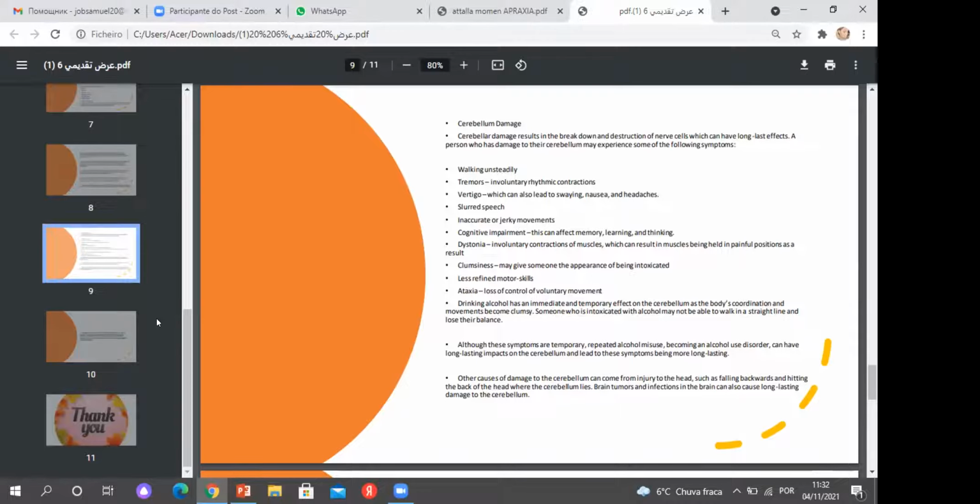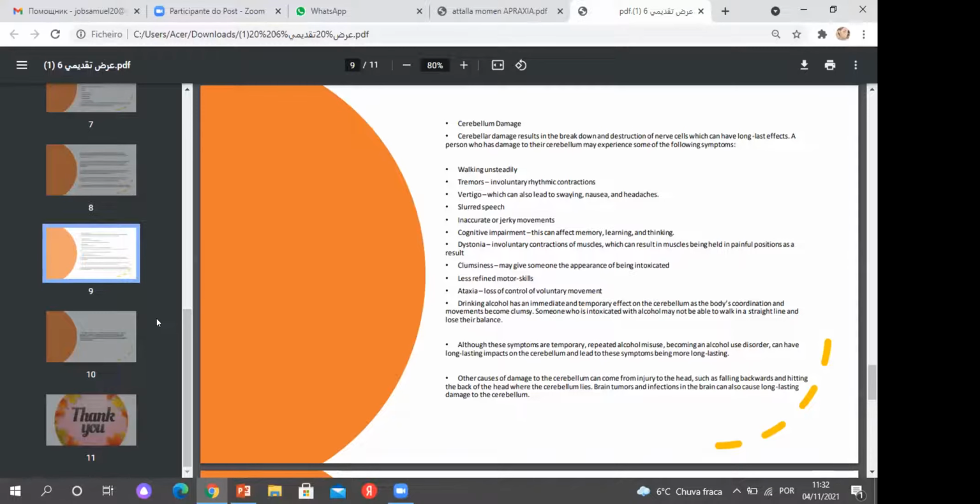cognitive impairment. This can affect memory, learning, and thinking. Dystonia is involuntary contraction of muscles, which can result in muscles being held in a painful position. Clumsiness may give someone the appearance of being intoxicated. Less refined motor skills. Ataxia is a loss of control of voluntary movement.